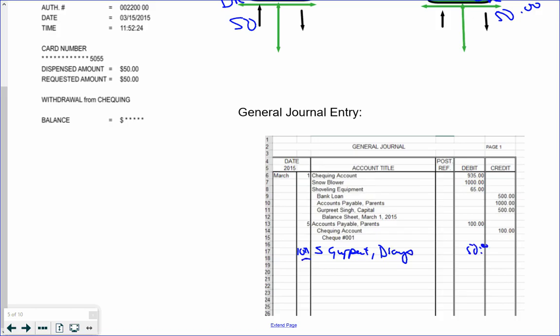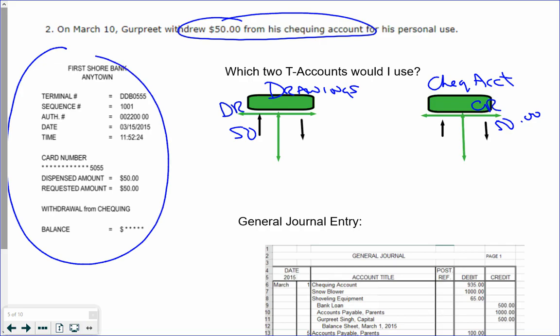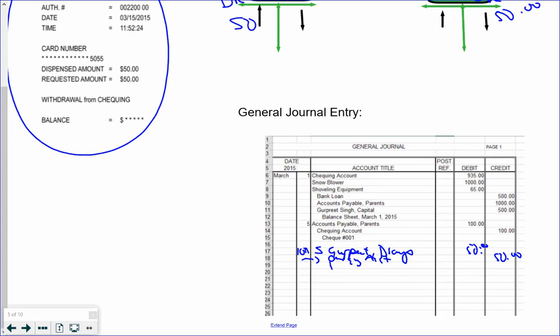I'm going to indent checking account, credit $50. And my source document is, I'm just going to write First Shore Bank because there's no other information on here. So I'm just going to write First Shore Bank as my source.